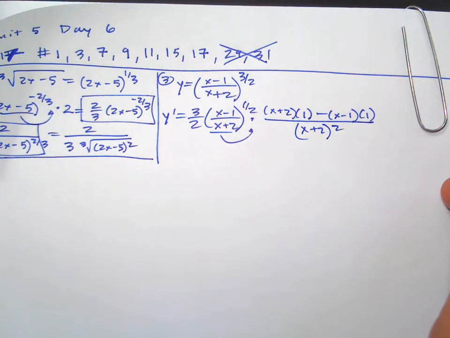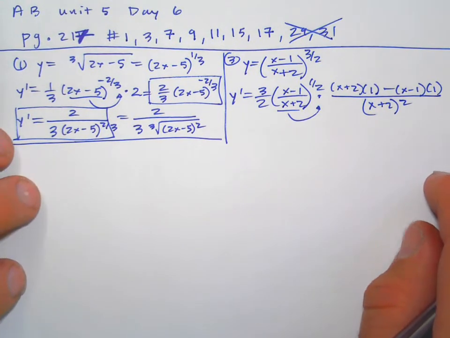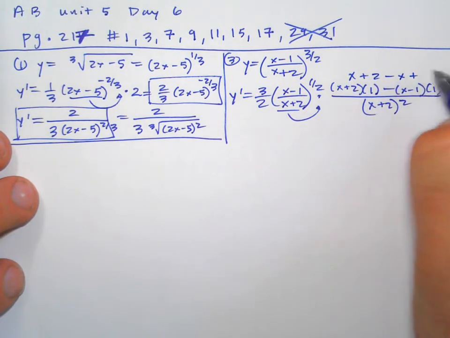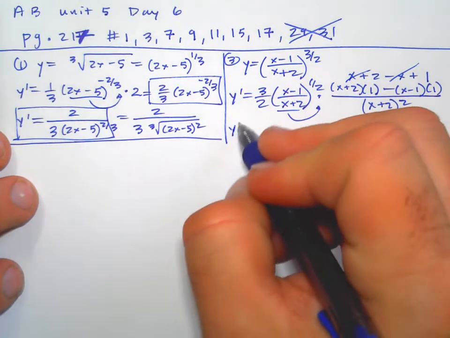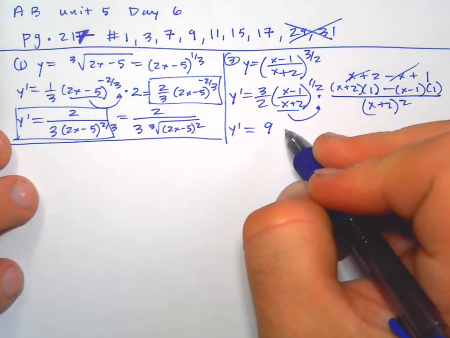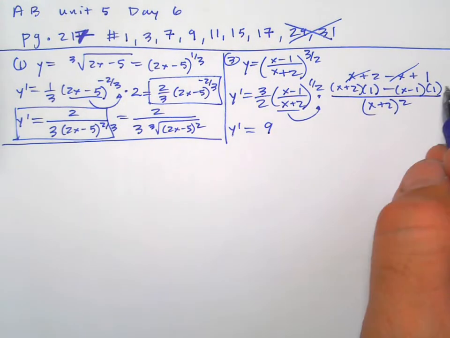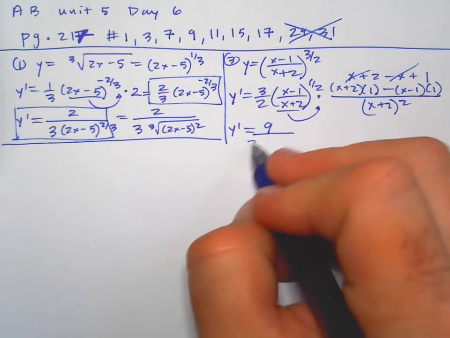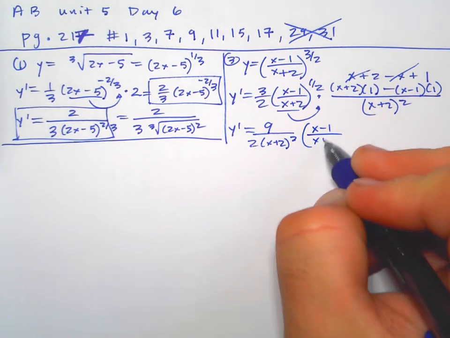So that's the derivative. Now the only thing left to do is to maybe try and just clean it up. Simplify that. So this would be x plus 2 minus x plus 1, and the x's would cancel, so that's kind of nice. And so we get y prime equals, there's a 3 there, so that'd be a 9. We could put the nice part first. 9 over 2, x plus 2 squared, x minus 1 over x plus 2 to the 1/2.